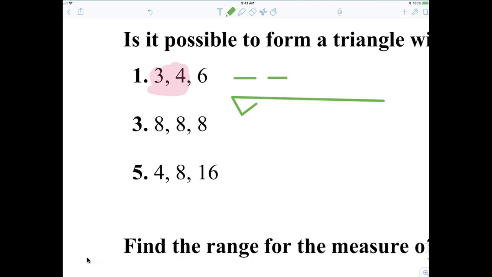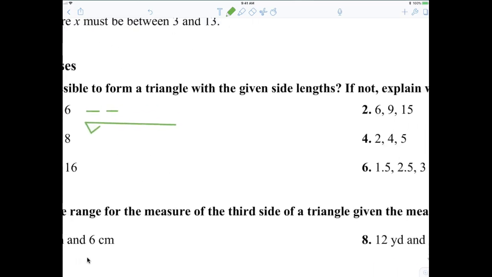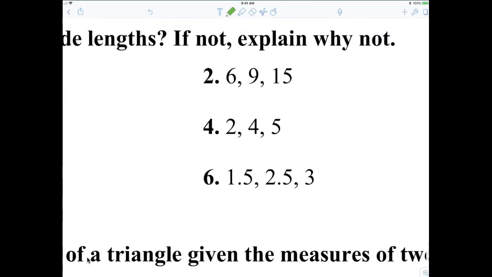So number 1 would be what? Yes. Number 2 is what? No. Because again, this is what I was trying to show you earlier. You take your pen and your pencil, you put them together. When you add them together, that's a line. So if you create an angle, that side has to be less than. It can't be equal to. So in this case, 6, 9, and 15, the answer would be no.